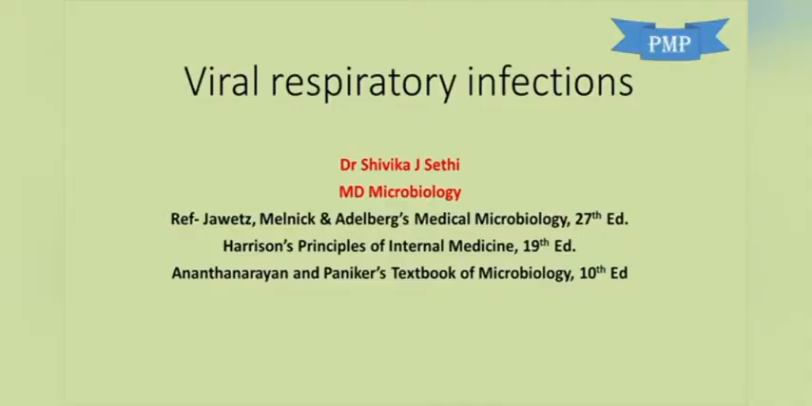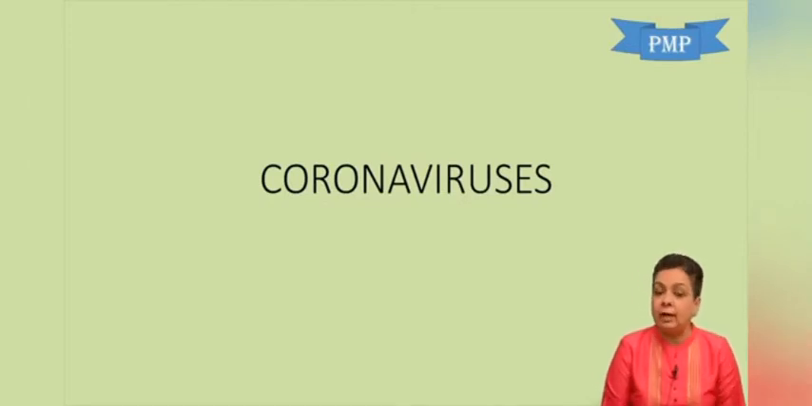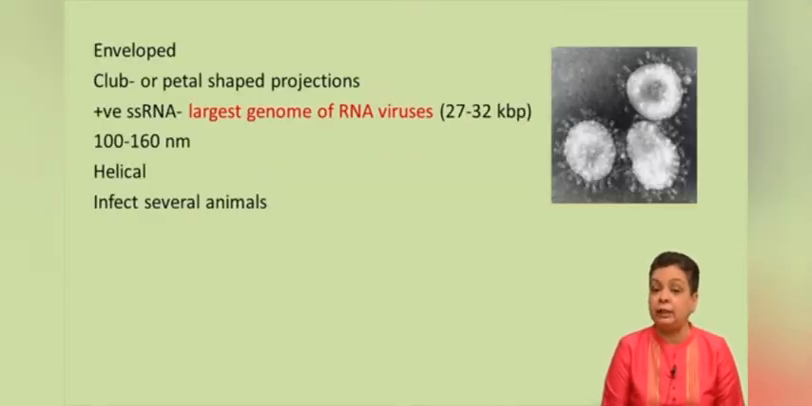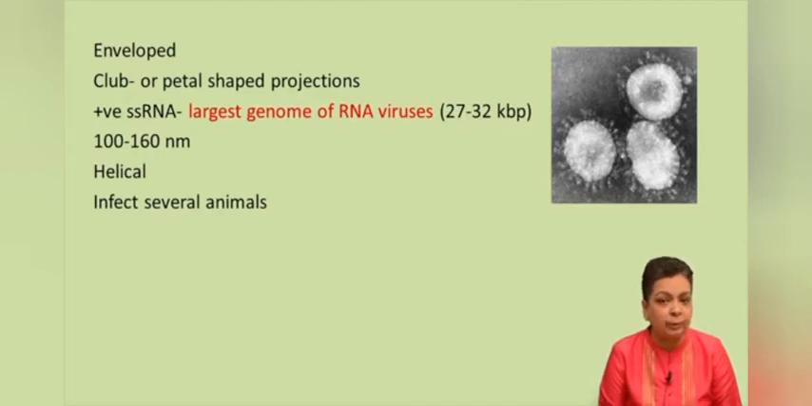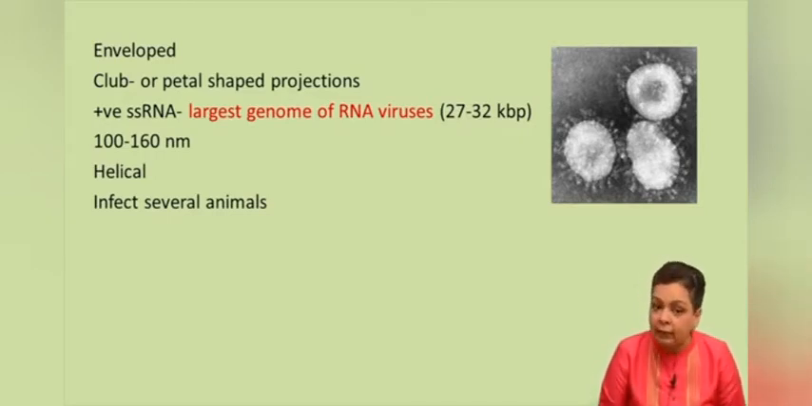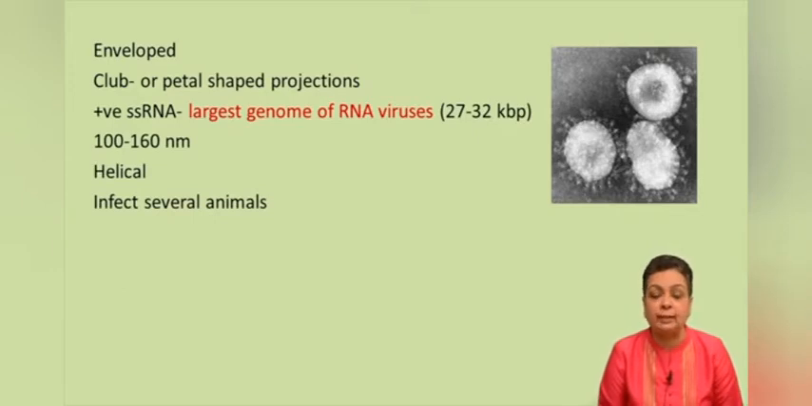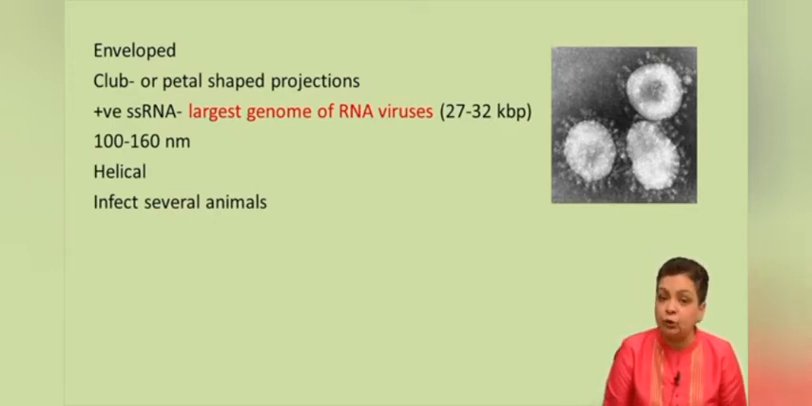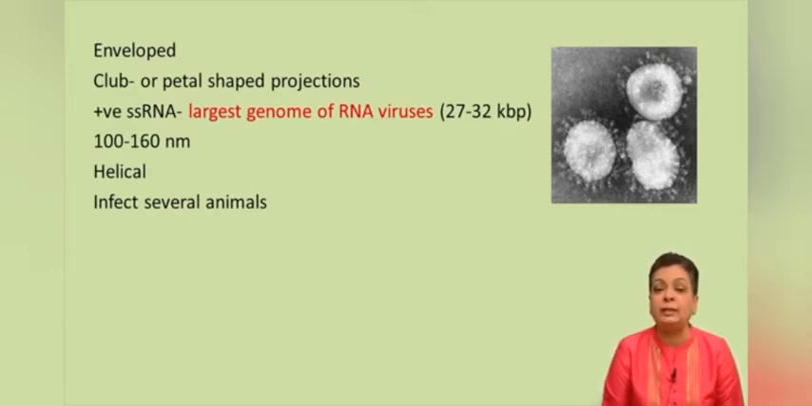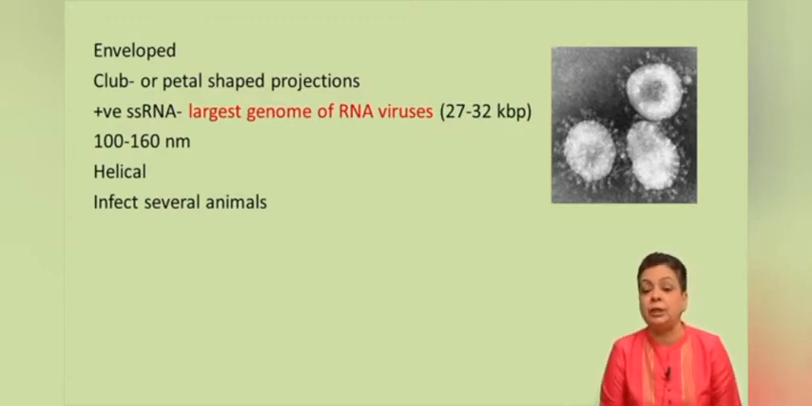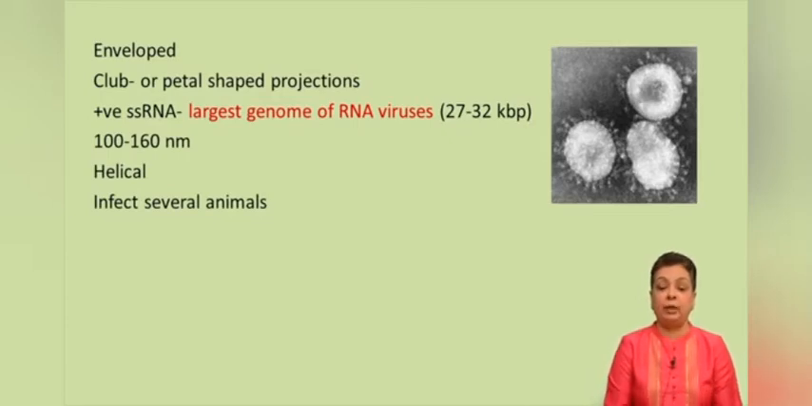Session on viral respiratory tract infections, and we'll be discussing coronaviruses in this session. Coronaviruses are enveloped, indicating that they would be sensitive to lipid solvents. They have club-shaped or petal-shaped projections on their surfaces. Why are they called coronaviruses? Because those peplomers give the appearance of a solar corona. You can appreciate that corona-type appearance in the image shown. So those club-shaped or petal-shaped projections, or peplomers, give it a corona-like appearance.